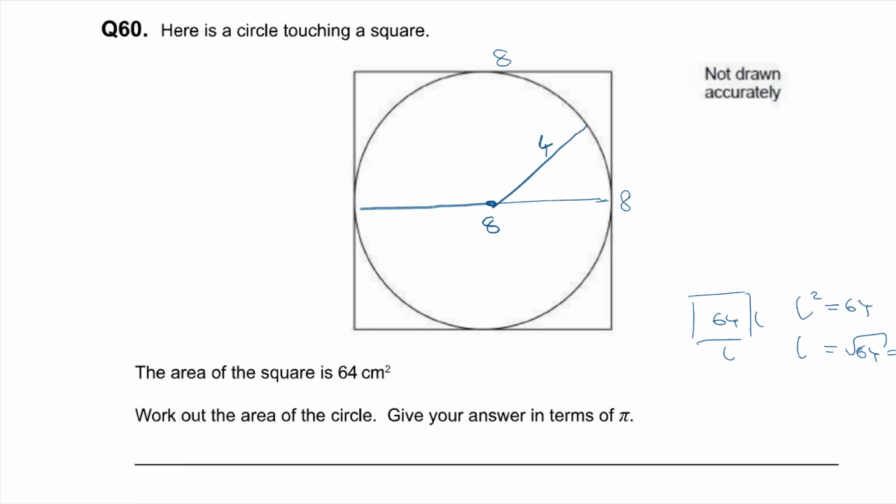So the area of a circle is just given by pi r squared, and we've just worked out that the radius is 4, so that's pi times 4 squared. 4 squared is 16, so that's 16 pi. Okay, so leaving it in terms of pi, that's it.